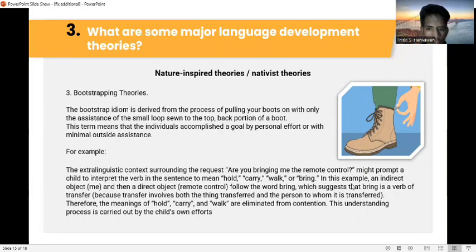In this example, an indirect object, me, and then a direct object, remote control, follow the word bring, which suggests that bring is a verb of transfer, because transfer involves both the thing transferred, which is the remote control, and the person to whom it is transferred, which is the word me. Therefore, the meanings of hold, carry, and walk are ruled out. This understanding process is carried out by the child's own efforts.